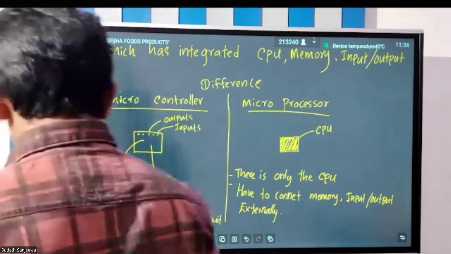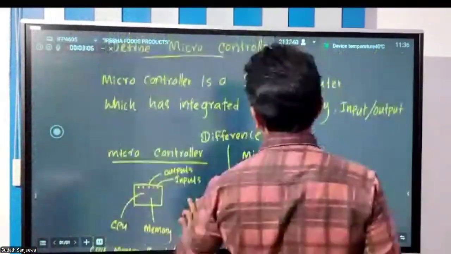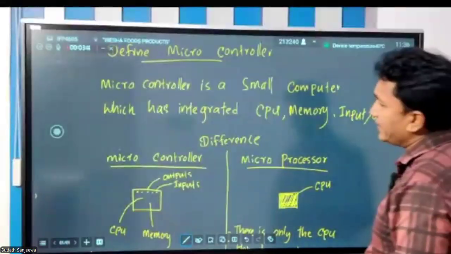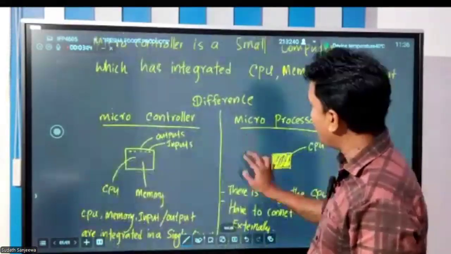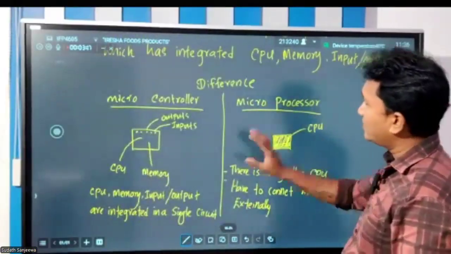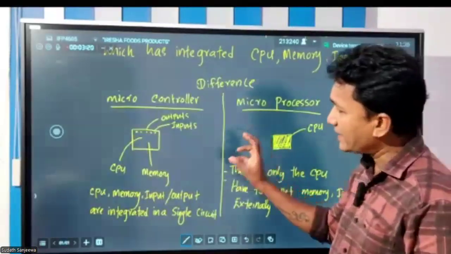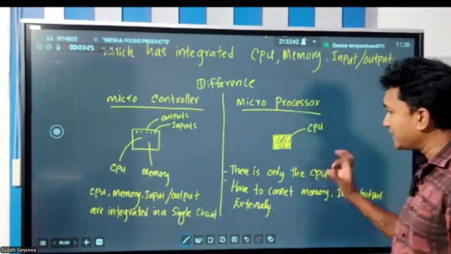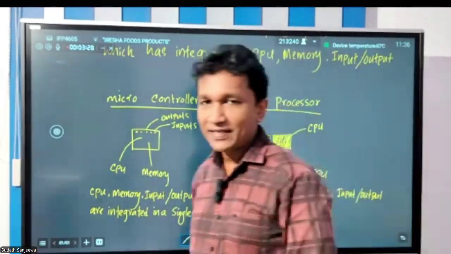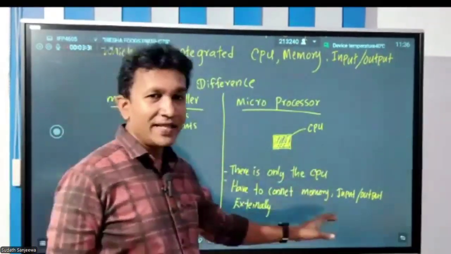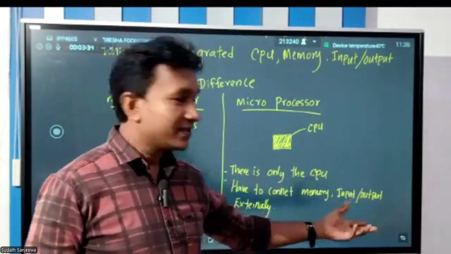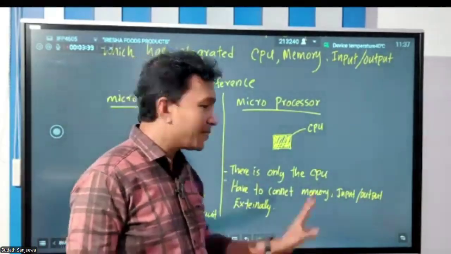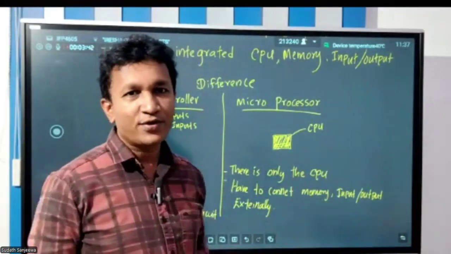Right? So the definition of microcontroller is a small computer which has integrated CPU, memory and input output. The difference between microcontroller and microprocessor is, microcontroller has integrated CPU, memory and input output, but in the microprocessor there is only CPU, right? So other input outputs and memory, it has to connect externally. That is the main difference between microcontroller and microprocessor, right?